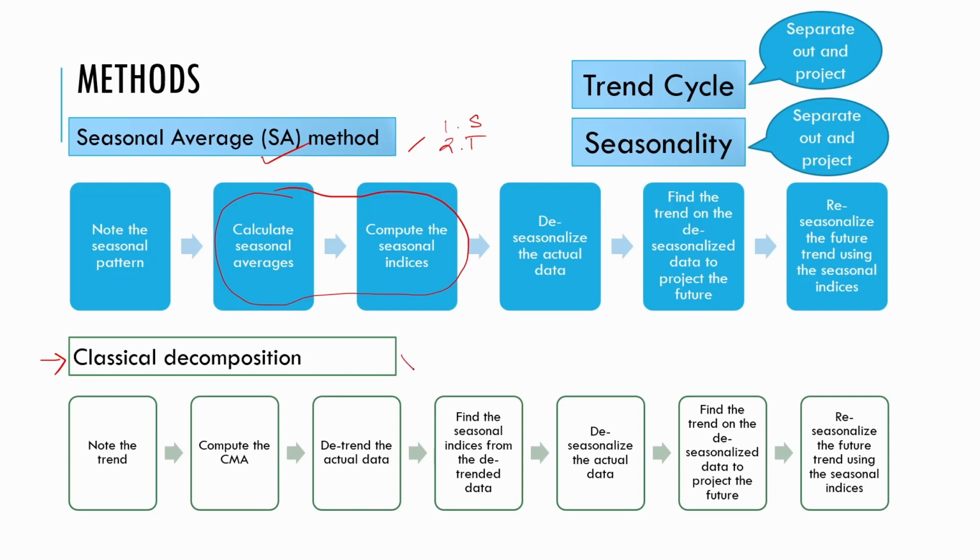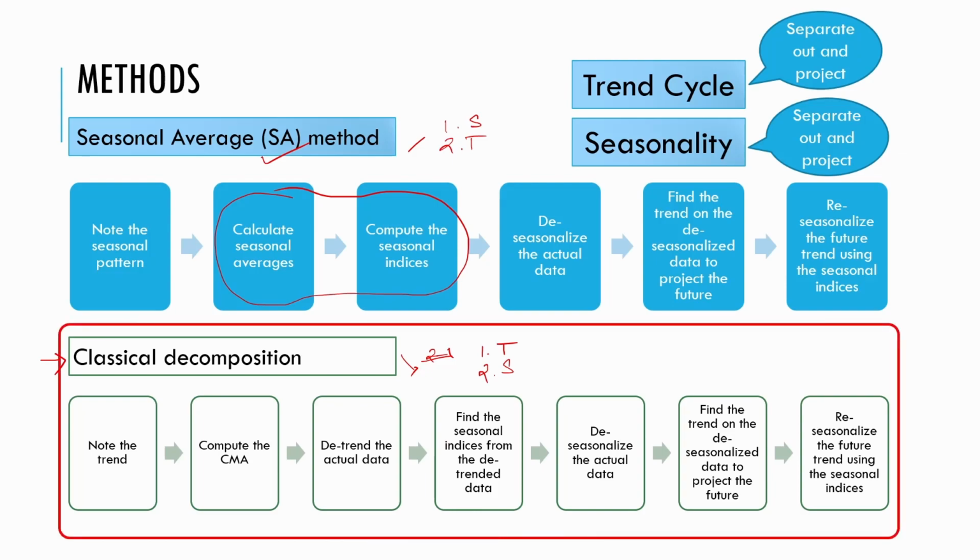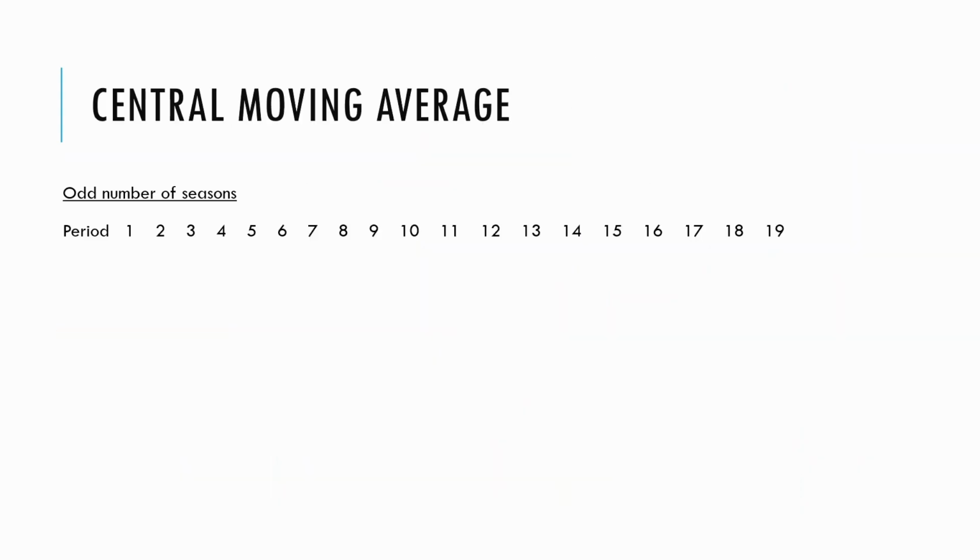In the case of classical decomposition, the situation is exactly opposite. That means firstly we will separate out the trend component and then the seasonal component. So this should be the order. Before going to the actual spreadsheet, let me give a brief introduction of the central moving average.